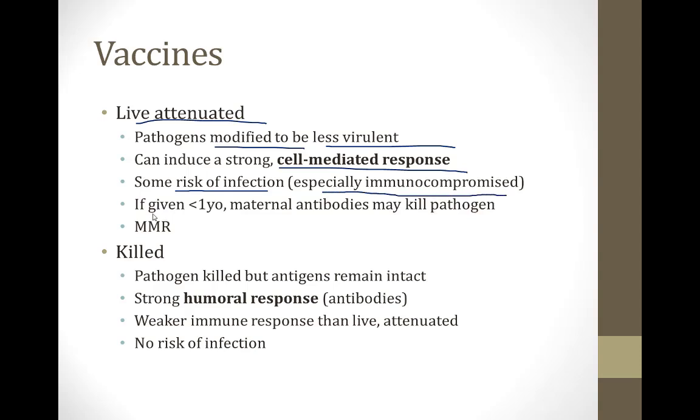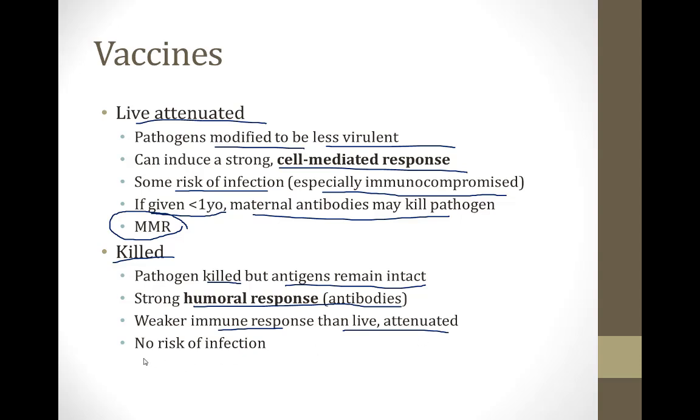In addition, you often have to give them after children are a year old, because younger than a year old there can be maternal antibodies present that can kill the pathogen. And the classic example of a live attenuated vaccine is the MMR vaccine. MMR stands for measles, mumps, and rubella, and it's a combination of 3 attenuated pathogens that are responsible for the immune response. Killed vaccines have a pathogen that's been killed, but the antigens remain intact, and these tend to elicit a strong humoral response, especially in terms of antibodies. Unfortunately, it's a weaker immune response than the live attenuated vaccines, but the upside is there is no risk of infection because the pathogen has been killed.